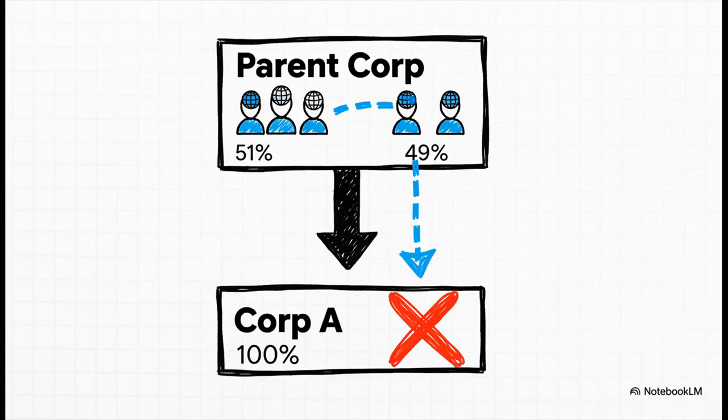Now, here's where it gets a little more nuanced, and you can see how important it is to look at the full picture. Tax authorities don't just stop at the first layer of ownership. They look all the way up the chain to find who has ultimate control. So here, Corporation A is owned by another Canadian company, which seems fine. But that parent company is 51% owned by non-residents. That control flows down, and as a result, Corporation A loses its CCPC status.